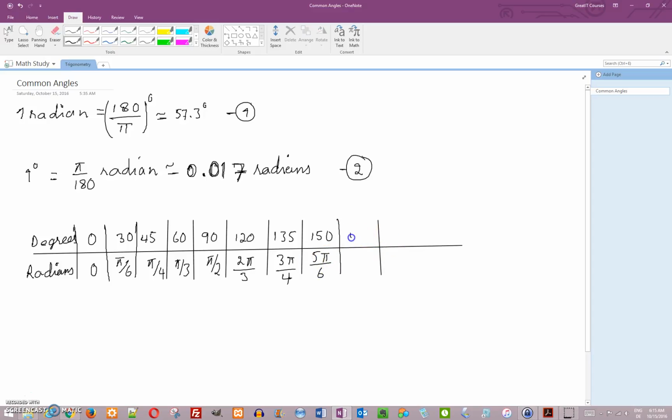Then you have 180 degrees, which is basically pi radians. You have 270 degrees, which is 3 pi by 2 radians. And then you have 360 degrees, which is 2 pi radians. So this is all you need to know about the different common angles. Of course, if in any case you don't know the measure of the angle in radians or in degrees, you can always use these formulas to convert.